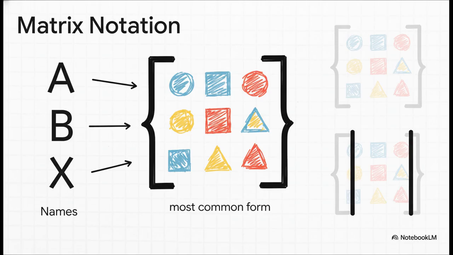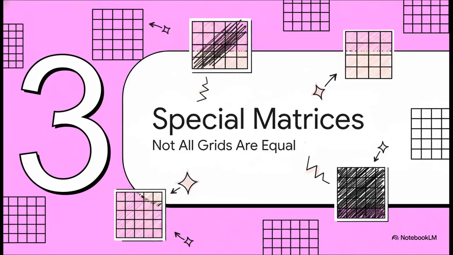Oh, and just a quick heads up on how these things are written. You're almost always going to see them named with a capital letter, like A or B. And most of the time, they'll be inside square brackets. But sometimes you might see parentheses or even those double bars. All right, let's keep building on this.